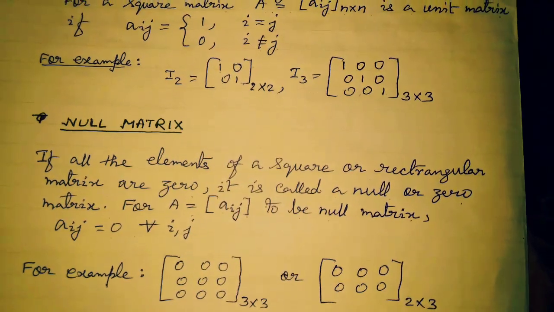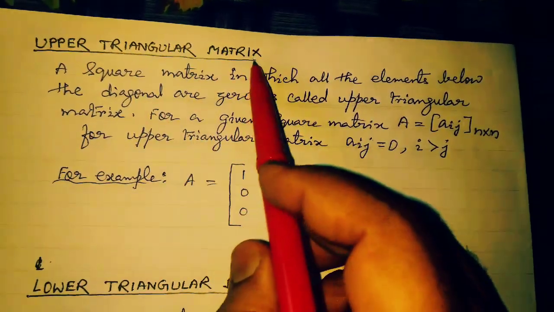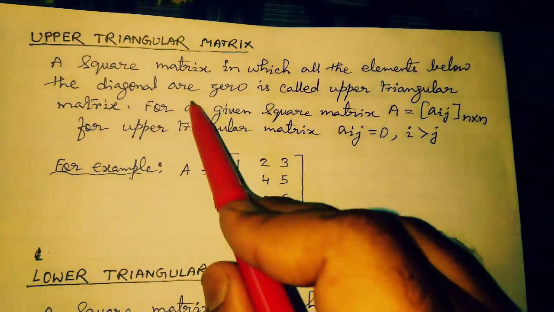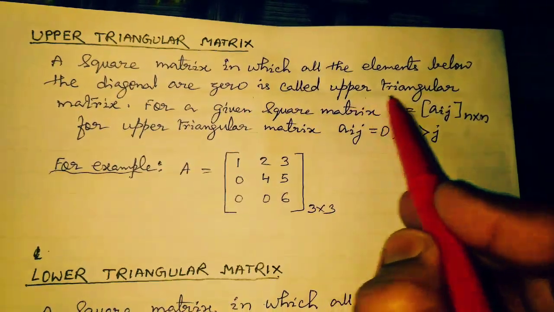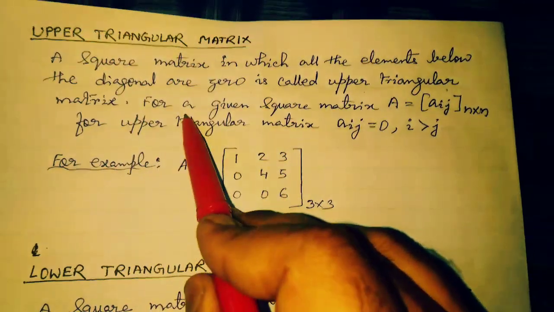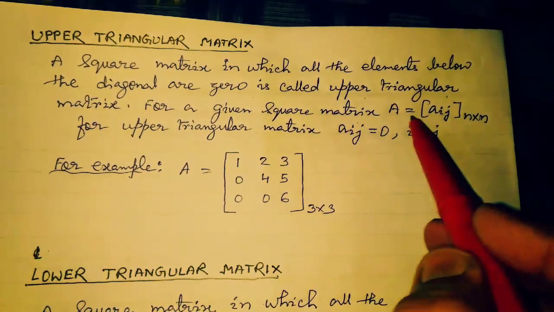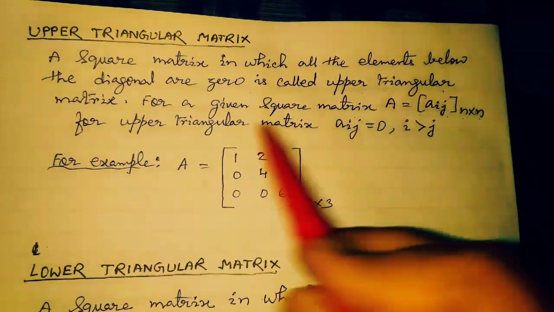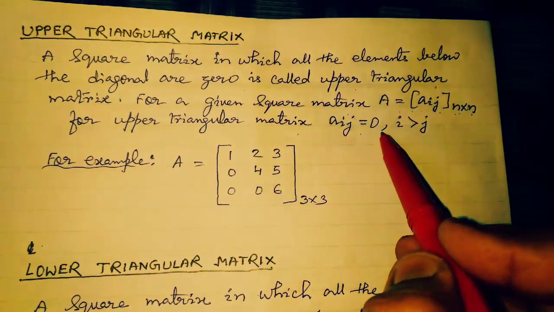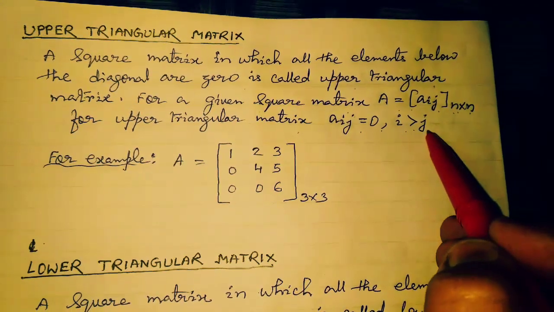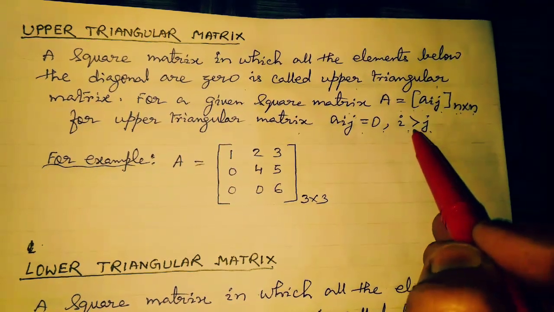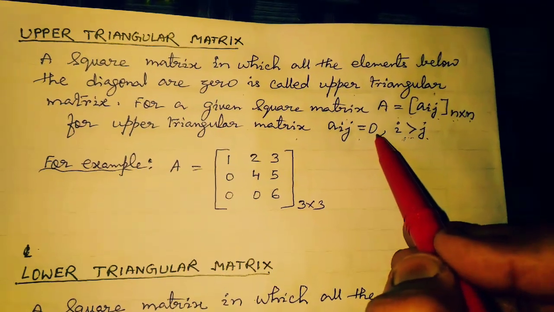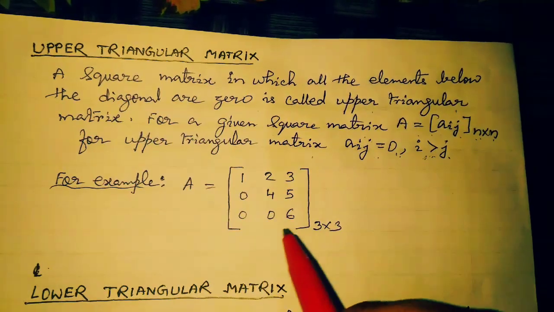So a null matrix may be a square matrix, and it may also be a rectangular matrix. Next, the upper triangular matrix: a square matrix in which all the elements below the diagonal are 0 is called an upper triangular matrix. For a given square matrix A = Aij of n into n order, for an upper triangular matrix, Aij equals 0 if i is greater than j. That is, if the i-th row is greater than the j-th column, then the value of Aij will be 0. We'll see an example, so students can easily understand.